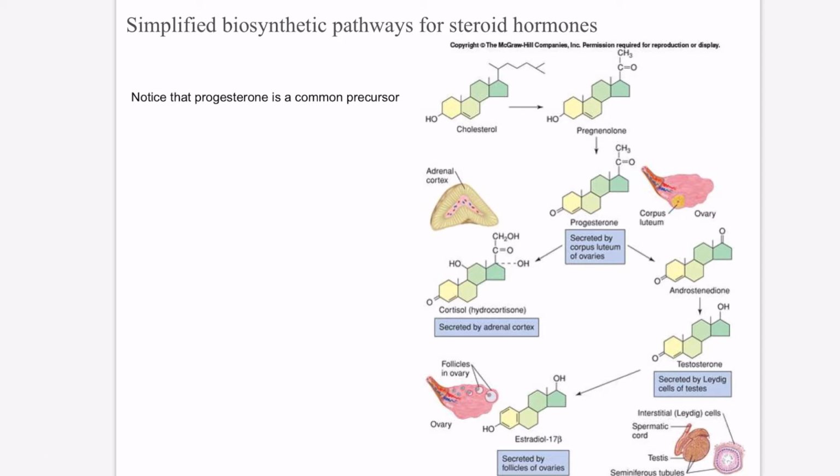So this is showing you how steroids are made. And as you can see, cholesterol is a precursor here. But something that's interesting is that notice that progesterone is a common precursor to a lot of these other steroid hormones that we have. Testosterone is another precursor to another hormone, estradiol, which we have in the ovaries.